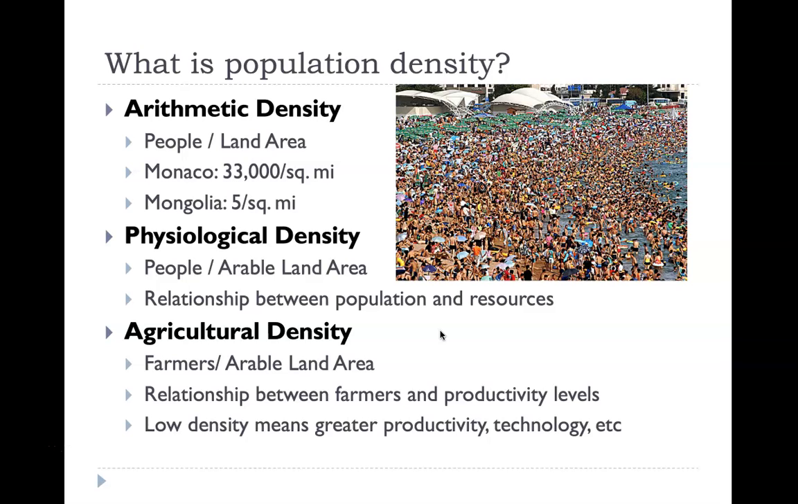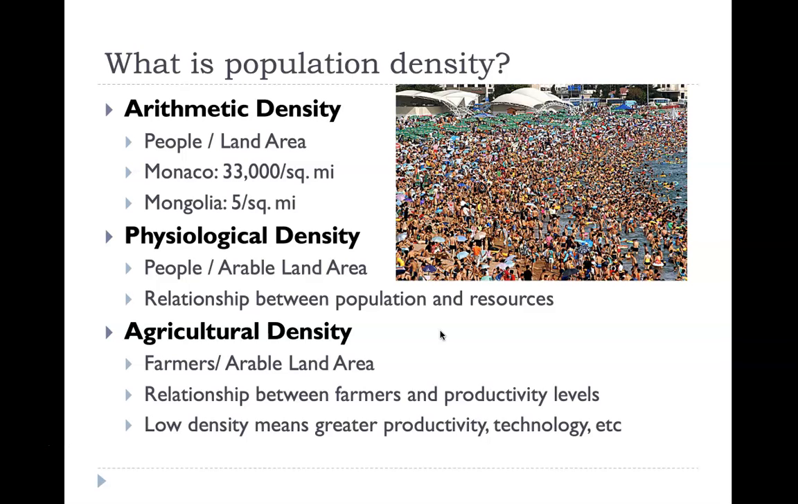Physiological density is a little more handy in that it is people, and it doesn't take all the land, but it takes only arable land area. And arable land area is land that can be farmed. And so you start thinking about the relationship that people have between the population and the resource of arable land. If you don't have a lot of arable land and you have a lot of people, there's a lot of pressure on that land to produce enough food. Best example of that is Egypt, and we'll see that in our next slide.